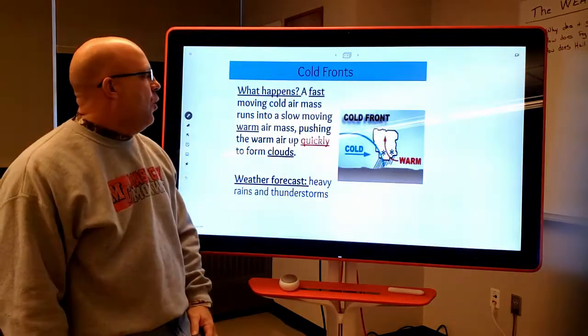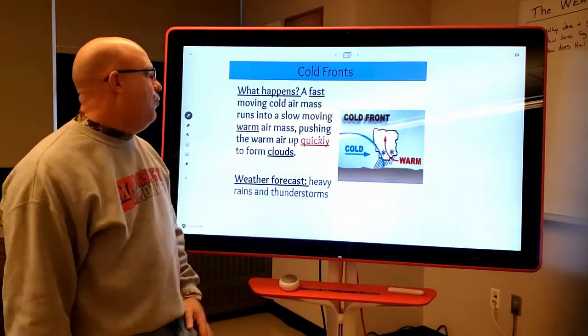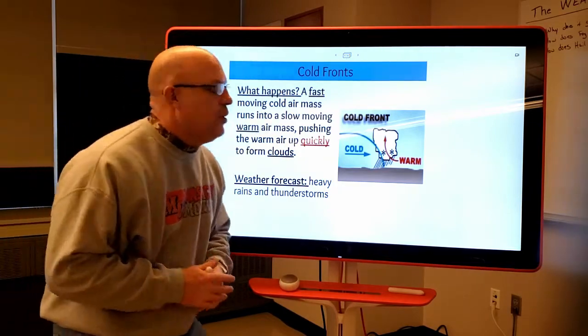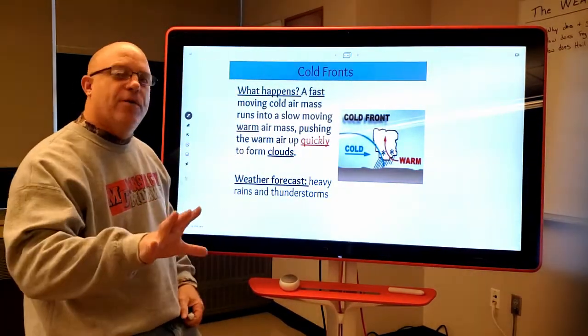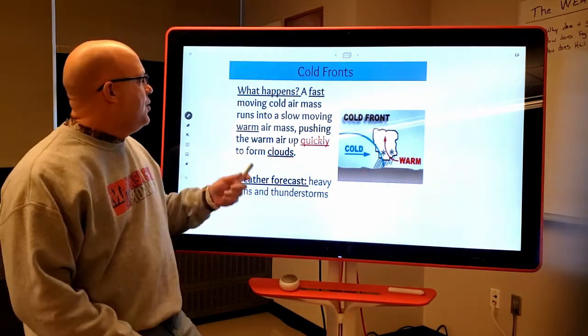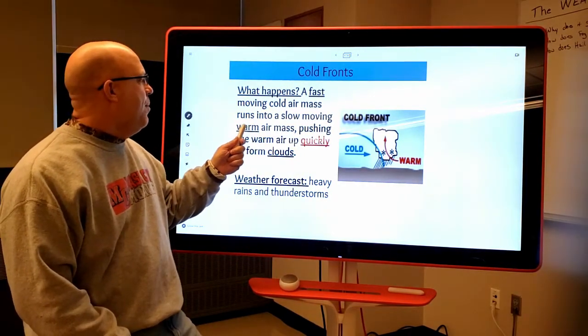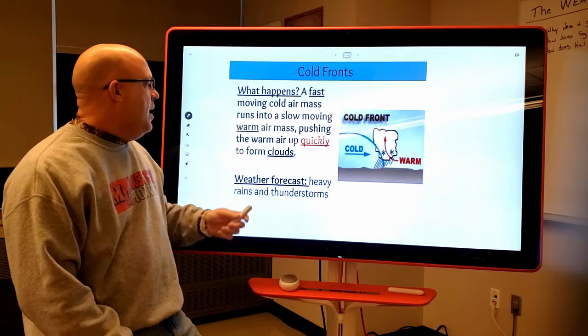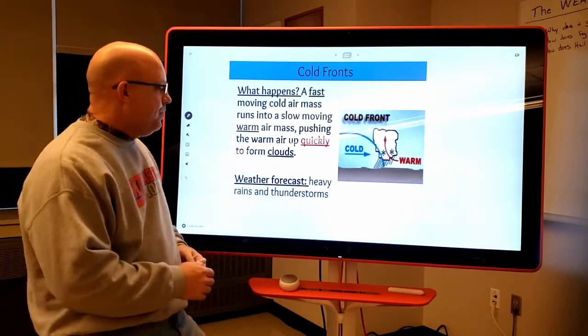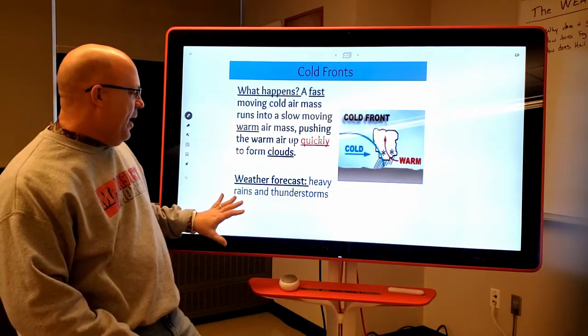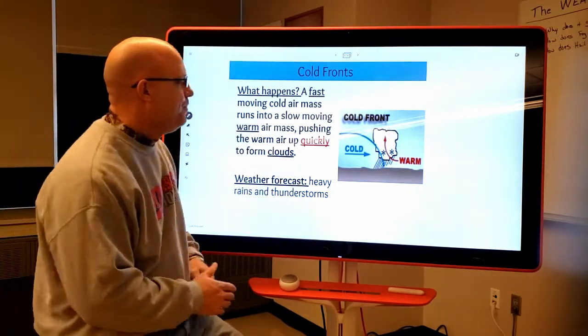All right, so a cold front. What happens at a cold front? Well, in a cold front, you have warm air being shoved out of the way by cold air. And so a fast-moving cold air mass runs into a warm air mass, and the warm air gets thrown up. The forecast: heavy rains, thunderstorms.